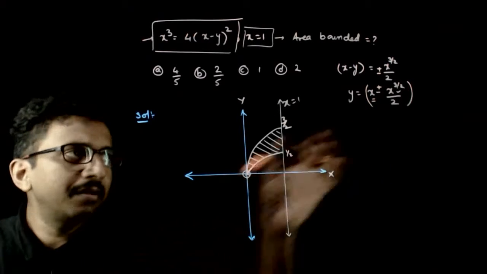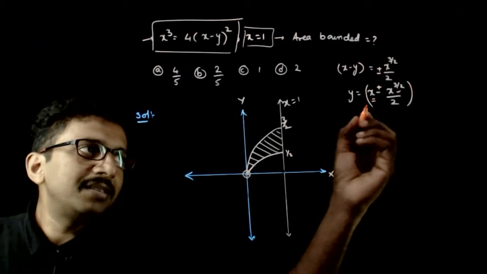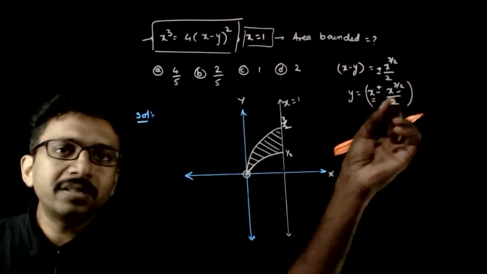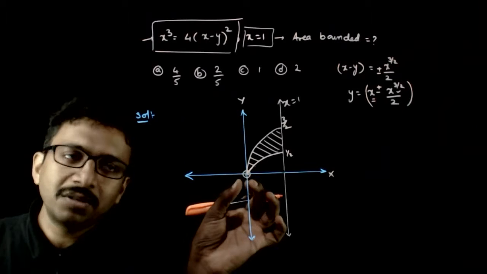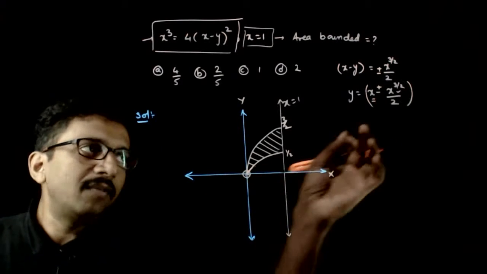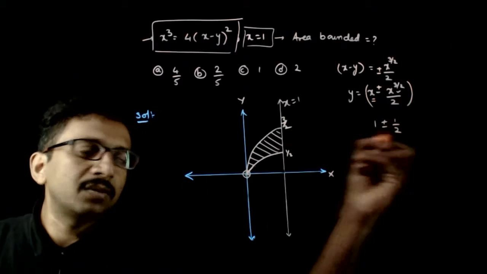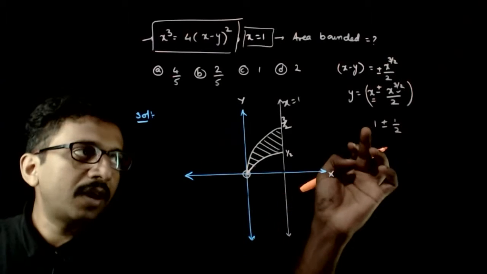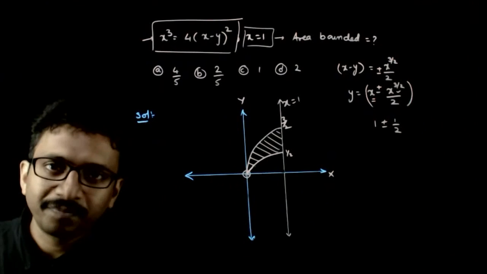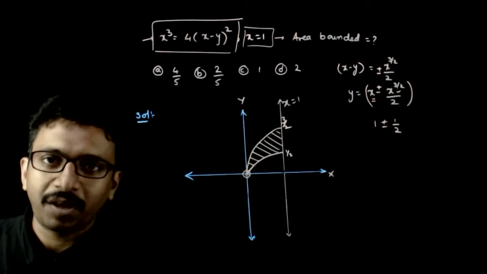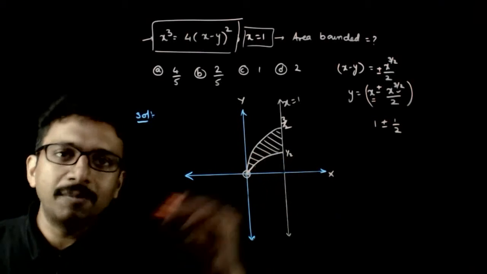So to plot such a curve, you just take some values of x, and the corresponding values of y can be found out. If you join all the points, you get the graph. When x is equal to 0, both values become the same, so you have only y equal to 0. When x is equal to 1, you have 1 plus or minus 1 by 2, so one value is 3 by 2 and the other is 1 by 2. So for x equal to 1, you have two values of y.